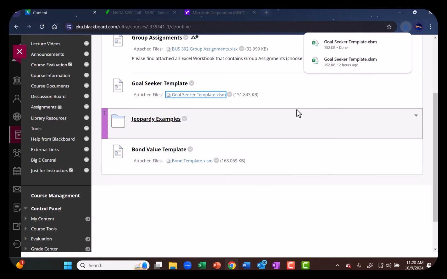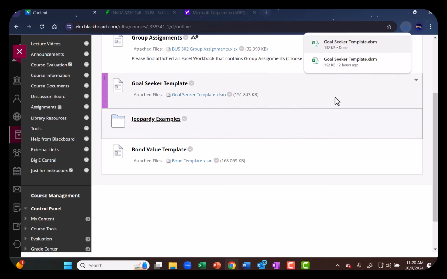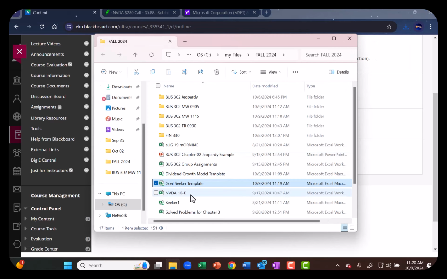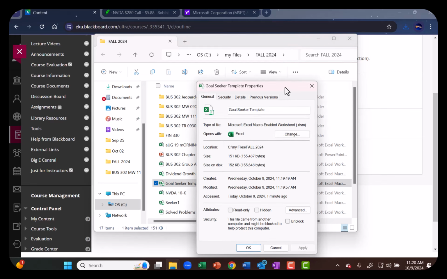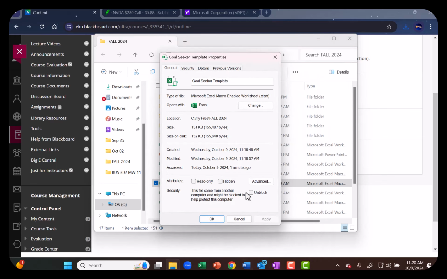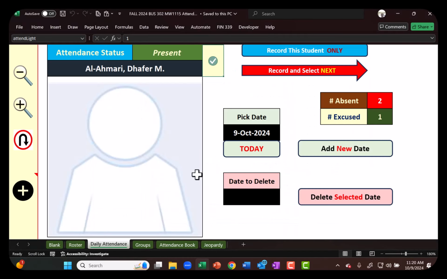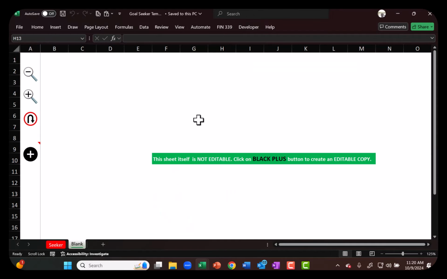Since this is gonna create an issue with macro, right click on that, open the file location, right click on the file name, properties, make sure you click on unlock, then open the file. Of course, if you already had that goal seeker template in your computer, you don't have to go through those.